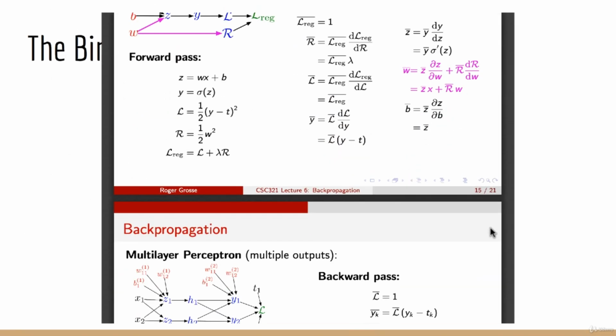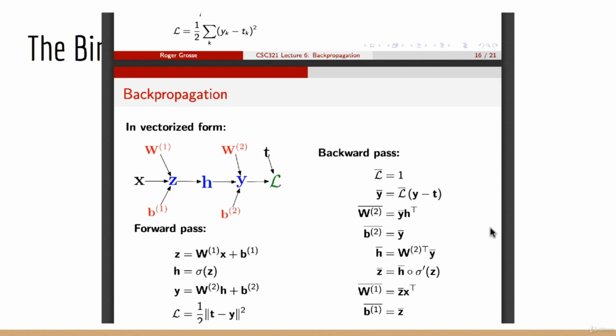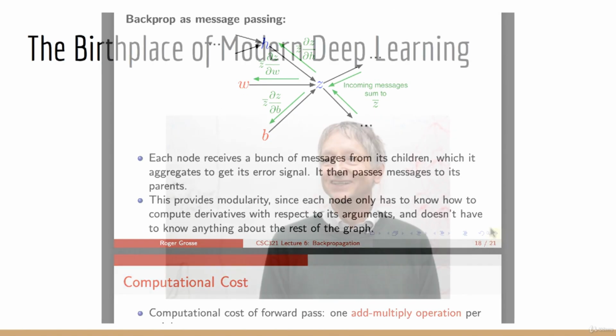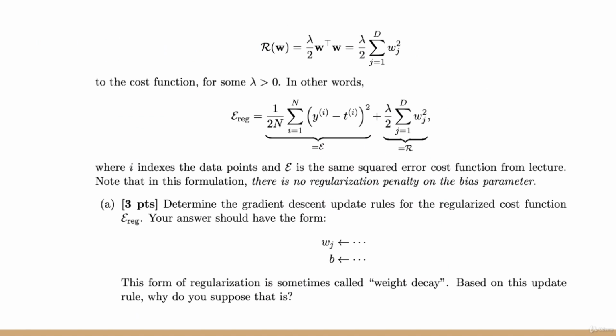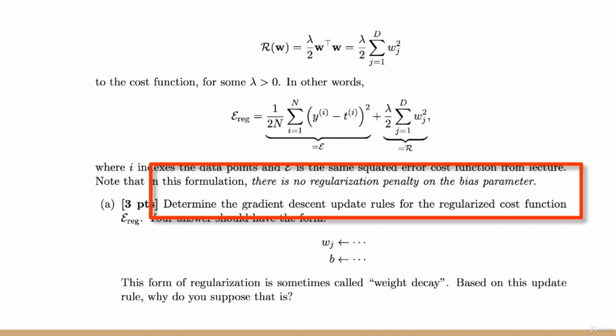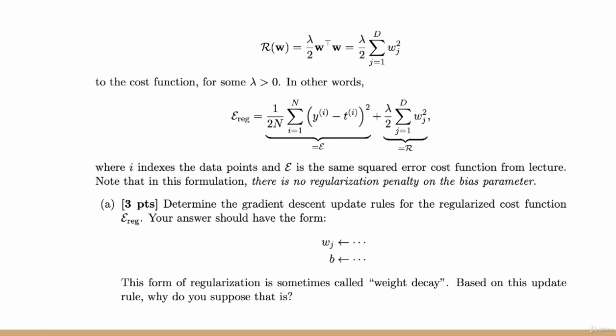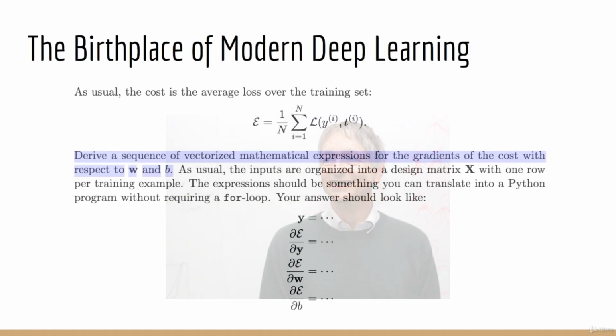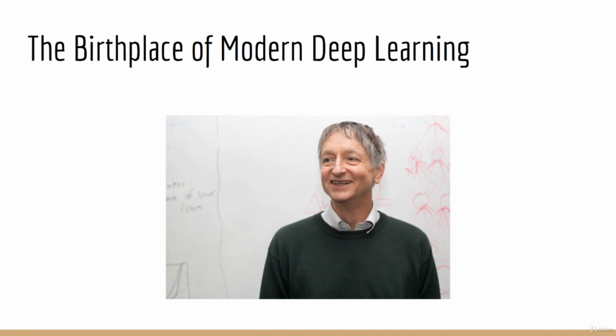Looks like some math, some more math, lots of math. Okay, let's check out homework 1. Oh look, deriving gradient descent update rules. Alright, maybe that's a fluke. Let's check out homework 2. Oh look, derive a sequence of vectorized mathematical expressions for the gradients of the costs with respect to W and B. Man, well, the lazy programmer can't always be right.